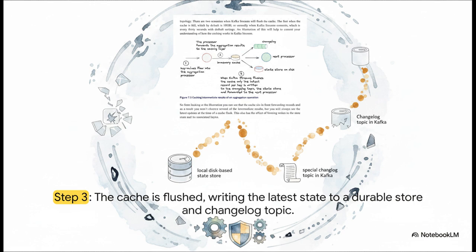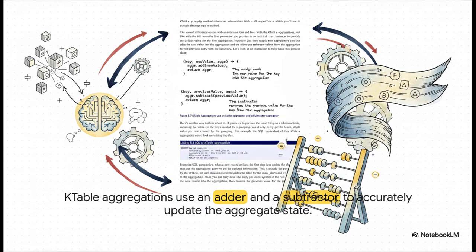If your app dies, it can restart, read from that state store, and pick up exactly where it left off. No data loss. Now, when you're aggregating a k-table, which, remember, always represents the latest value for a given key, the logic is really smart. Let's say a customer's total changes. You can't just add the new value to the grand total. You first have to subtract their old value and then add the new one. It's this beautiful little adder and subtractor dance that keeps the aggregate perfectly accurate.